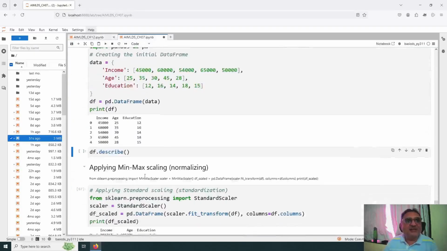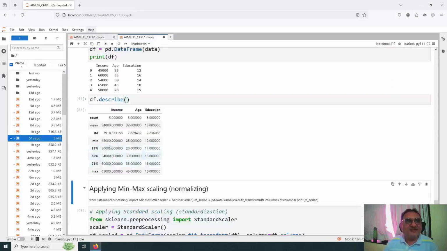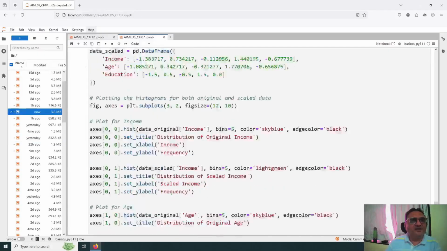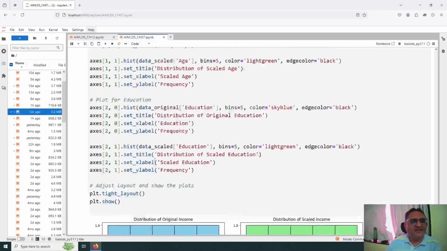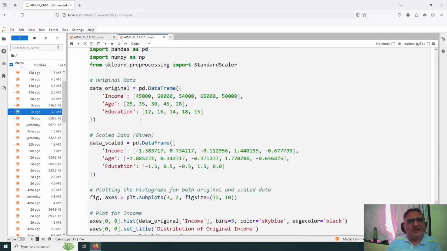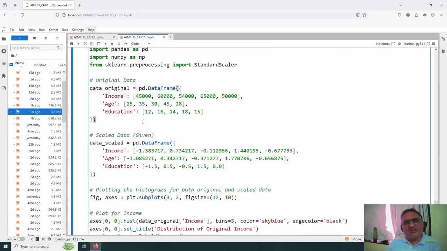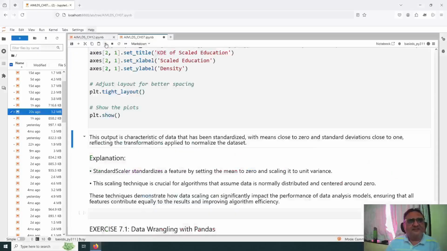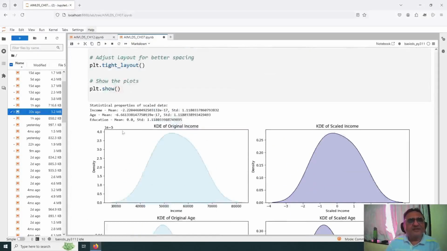Okay, so these are again the same columns. If I describe, you can see the minimum value is this and the maximum value is this, so the range is pretty large. Age has a very moderate or little range, and education has an even smaller range. The total difference between max and minimum is just 6. So apply this time the other type of scaling, in which the data will change in such a way that each column will have mean equal to 0 and standard deviation equal to 1.